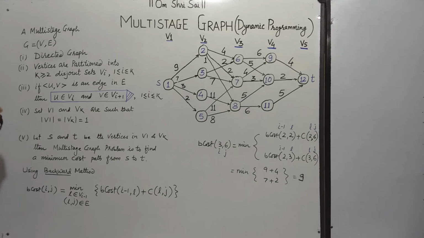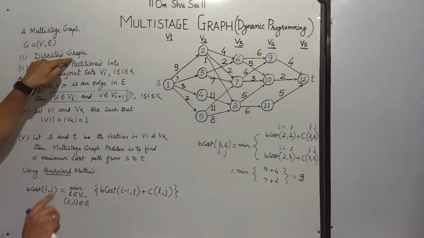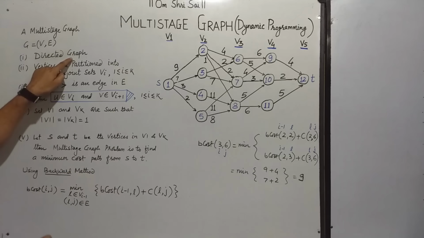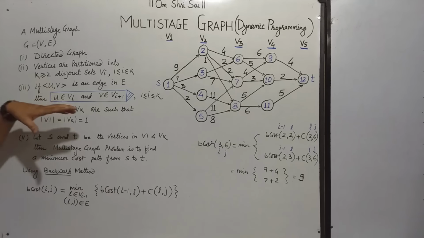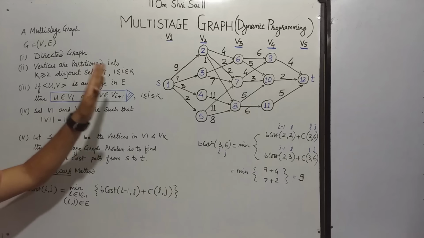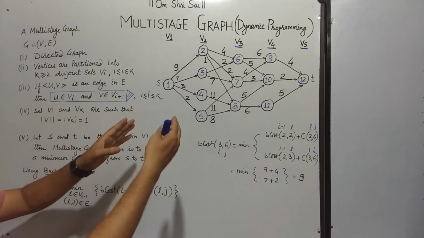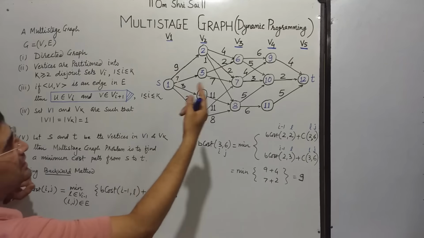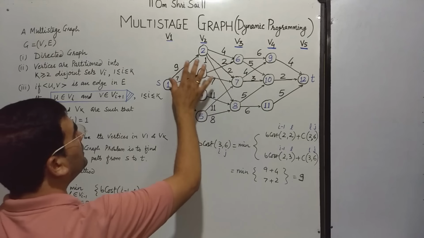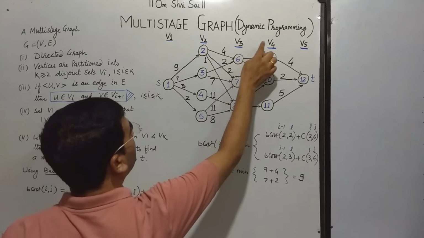So the multi-stage graph is a directed graph, that is the first property. Before that, G is equal to (V, E), where V is the set of vertices and E is the set of edges. Some properties are there. The first property is that the graph must be a directed graph, as shown in this diagram. Second, all the vertices of the graph are partitioned into stages, that is disjoint sets. Here there are 5 disjoint sets: V1, V2, V3, V4 and V5.